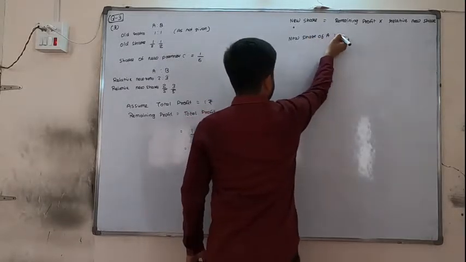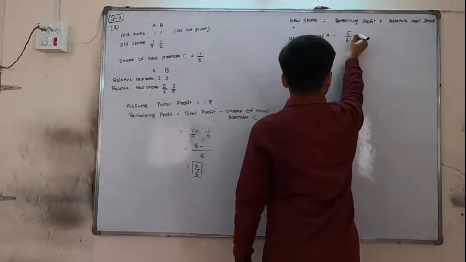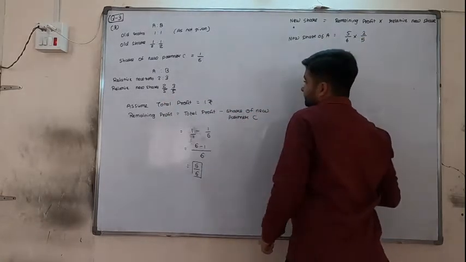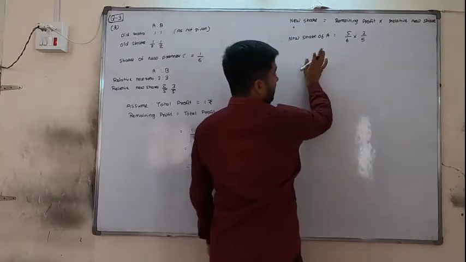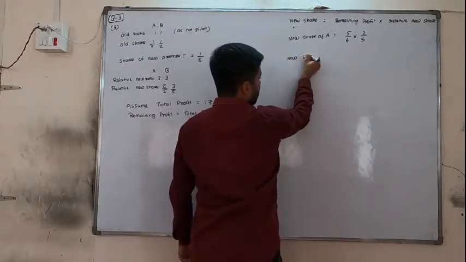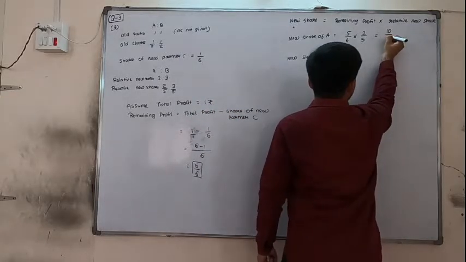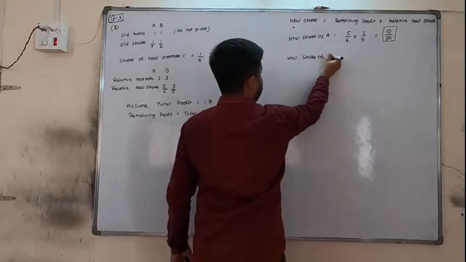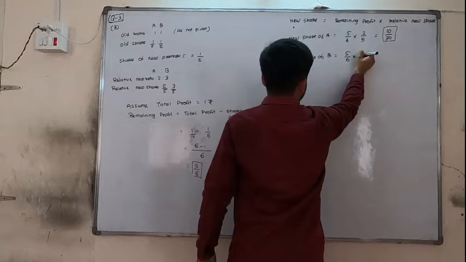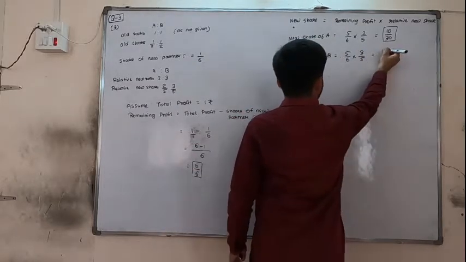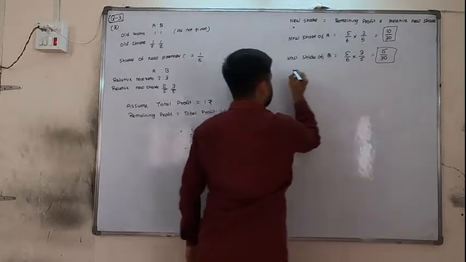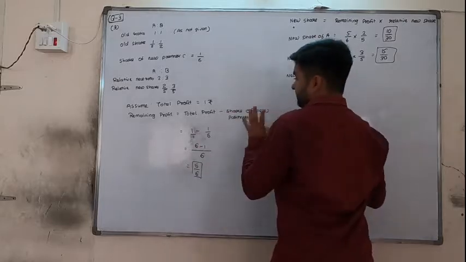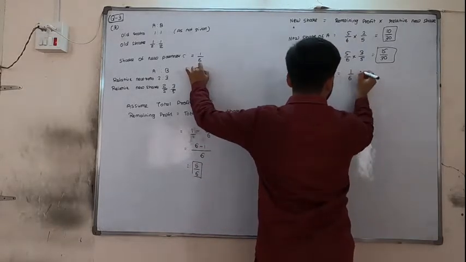New share of A: remaining profit is 5 by 6, relative new share of A is 2 by 5. Let's see if cutting is possible, otherwise we will go directly. 10 by 30. Then new share of B: remaining profit 5 by 6, relative new share 3 by 5. 15 by 30. Don't cut now. Then new share of C. Now remaining profit will not be used for C because C is directly 1 by 6.